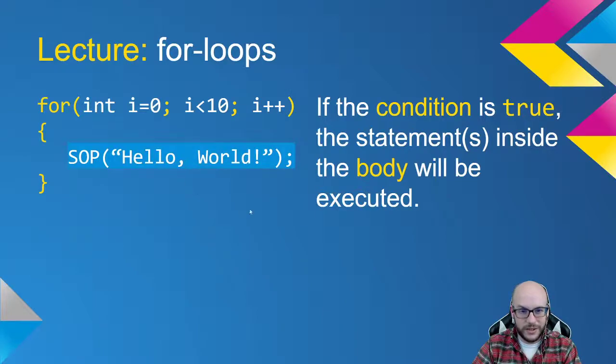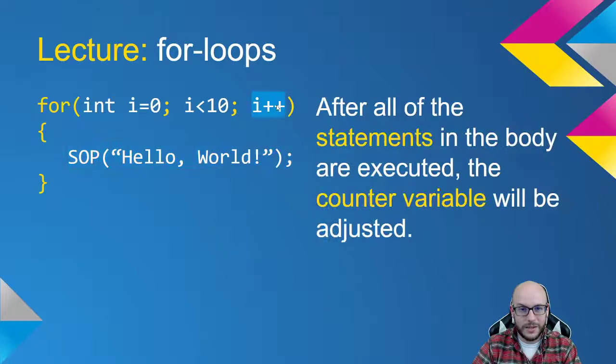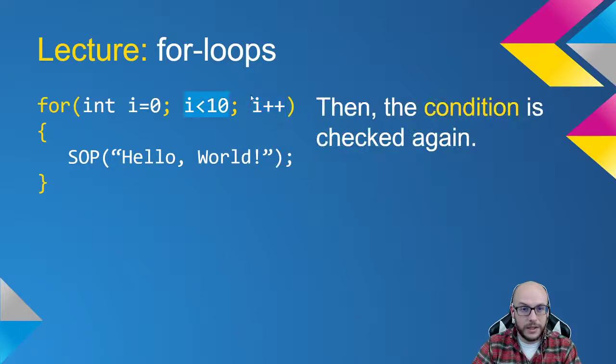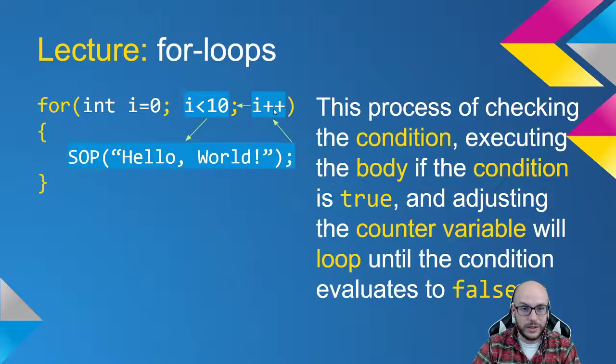After I've executed the statements, I'll come back up and adjust my counter variable. Then I'll check it against the condition again. If it's true again, I'll enter the body again, execute all those statements again, come back up, adjust the counter variable. So this is the portion that's actually looping.